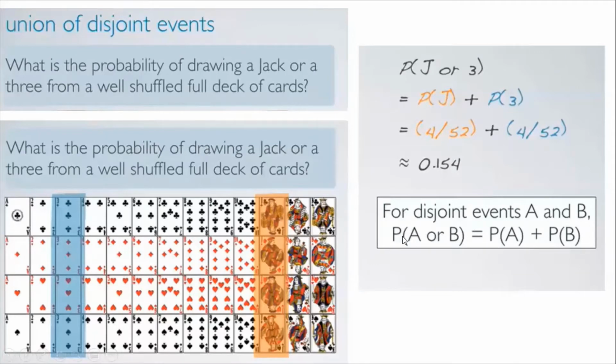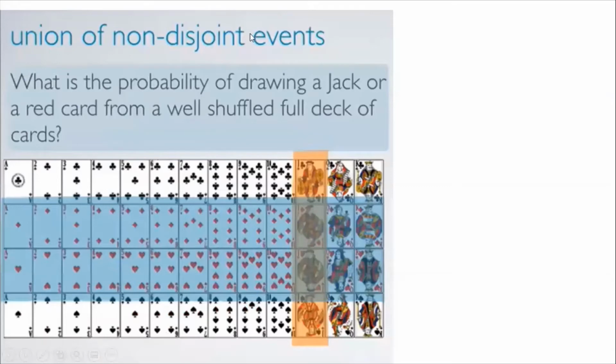So the additive rule is OR. Okay, remember this one, OR. So for disjoint events, which are mutually exclusive of each other, we have this formula. Next, we look at the union of non-disjoint events.